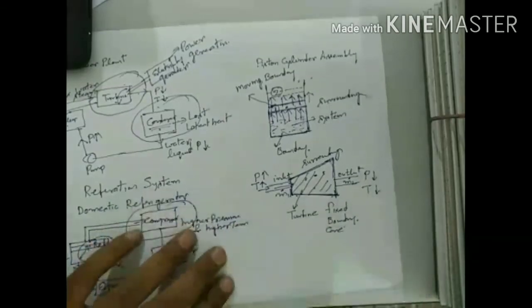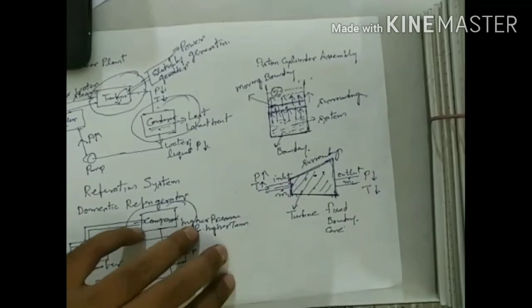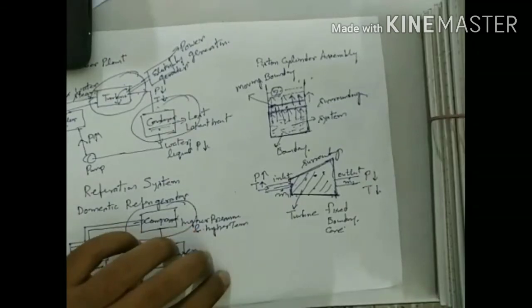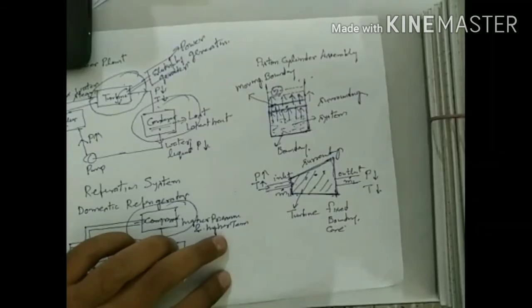We can take an example which we discussed in this lecture, that is the classroom example. In the classroom case, all the walls are fixed, which separate the system from the surrounding. So that's why it is another example of a fixed boundary case. That's all about system and surrounding.